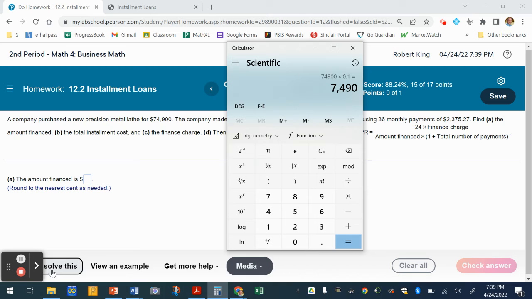But we're going to subtract that number from the purchase price, 74,900. So 74,900 minus 7,490. So that's how much money we're borrowing. That's the amount financed, $67,410.